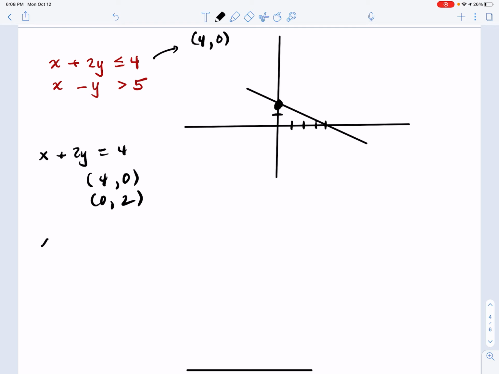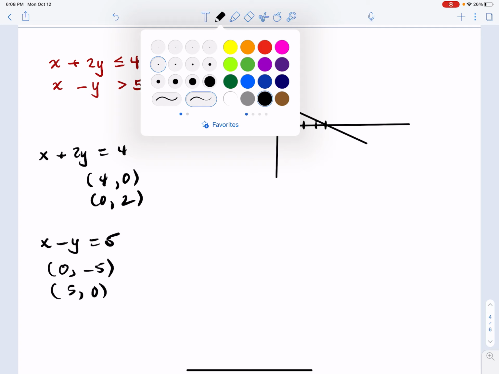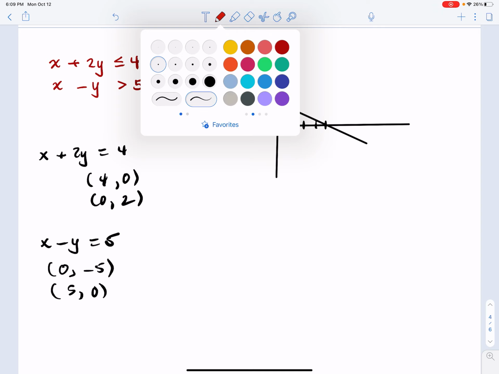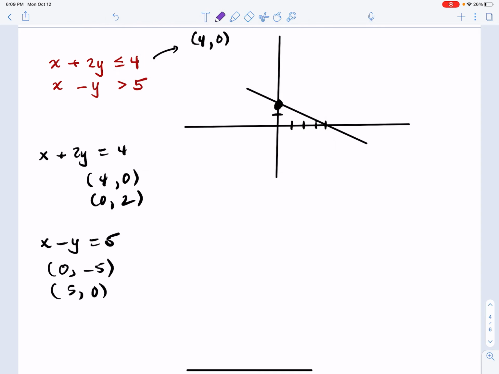So now we have x minus y equals 5, and I can see that if x is 0, y is negative 5, and if y is 0, x is 5. So we have another line that I'm going to graph in a different color. I'm going to pick red, I guess. I won't pick red. I'll pick this pretty purple here. So we have (0, negative 5) and we have (5, 0), and it looks like my line is going to go this way. Oh, I can't do that, though.